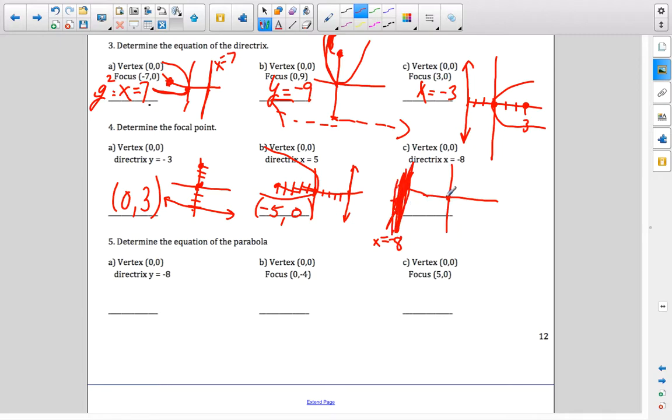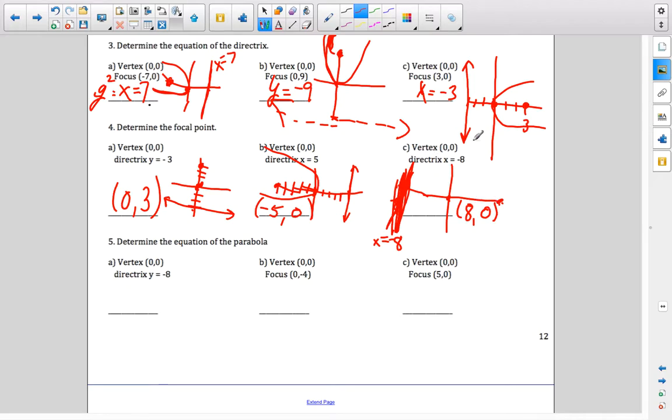And we have gone 8 units to the left, so now to find our focus, we need to go 8 units to the right, and we'll end here. Okay, because here's our halfway point, the vertex. So over here, the coordinates would be 8, 0. 8 units this way, 8 units that way.